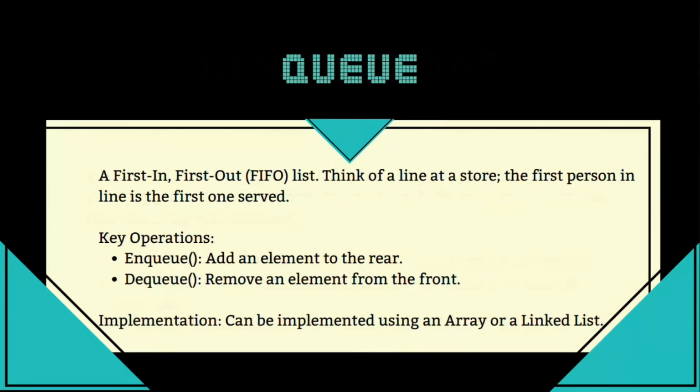Queue, a first in, first out list, or a FIFO list. Think of a line at a store. The first person in is the first one served. Key operations: enqueue, add an element to the rear. Dequeue, remove an element from the front. Both stacks and queues can be implemented using an array or a linked list.